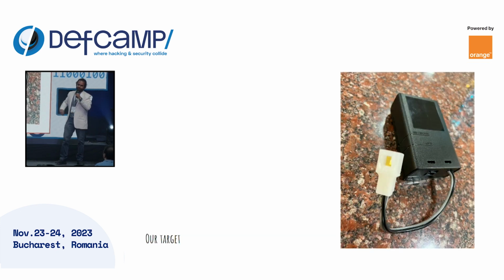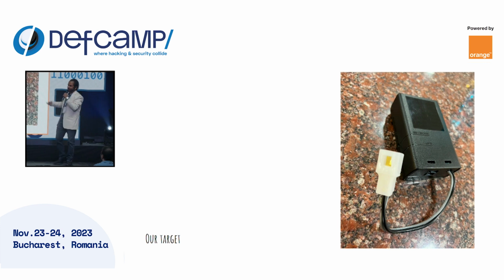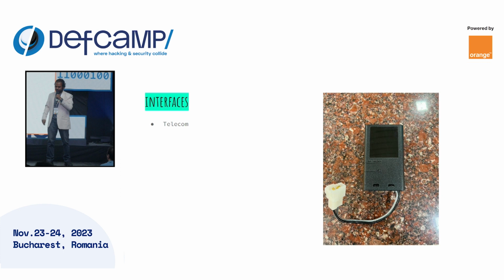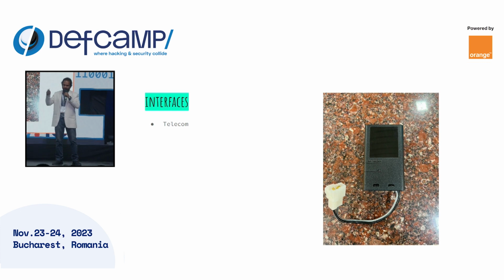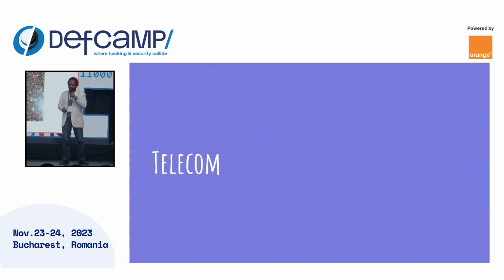And this is our target. I'm not going to disclose the company name, but you are free to understand and do a lot of things with it. Here are the interfaces which we found are supported in this telematics control unit: there's telecom, there's GPS, there's hardware, of course, and then there's a radio.